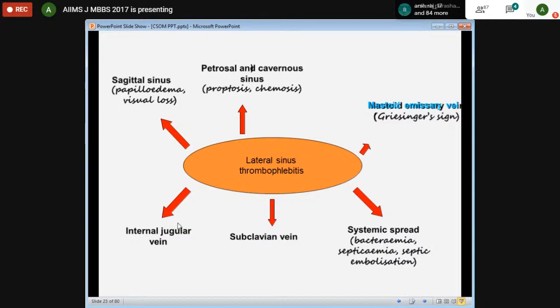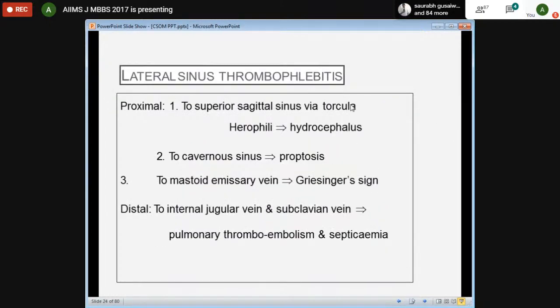And it may proceed to the internal jugular vein, subclavian vein. And then with systemic spread, as I told you, the emboli of thrombus may go into the bloodstream, and that will lead to bacteremia, septicemia, septic embolization. And if it involves the mastoid emissary vein, it's the Griesinger sign. Griesinger sign is edema over the mastoid bone, because the mastoid emissary veins connect to the veins in the brain, as I told you earlier. So all the features we will discuss related to this.